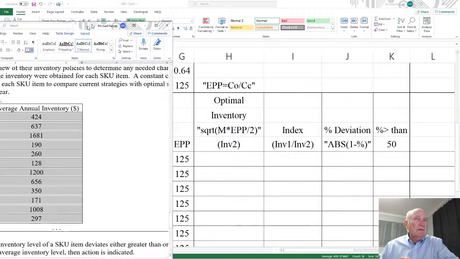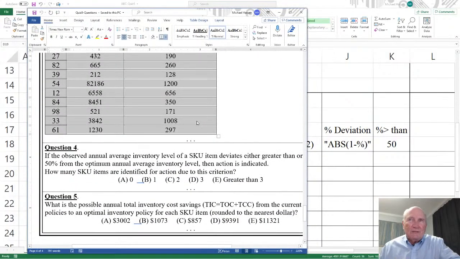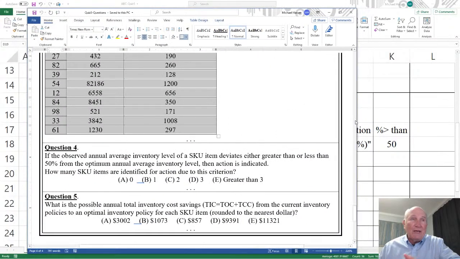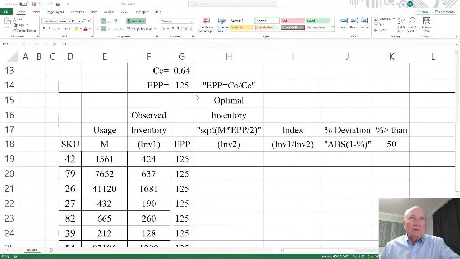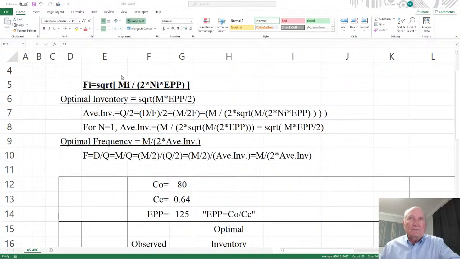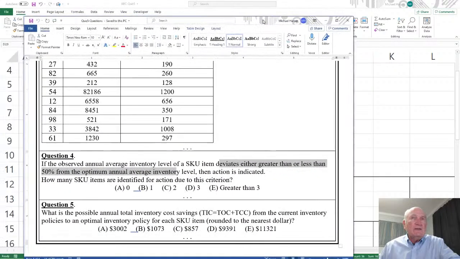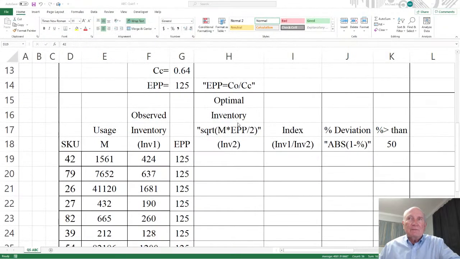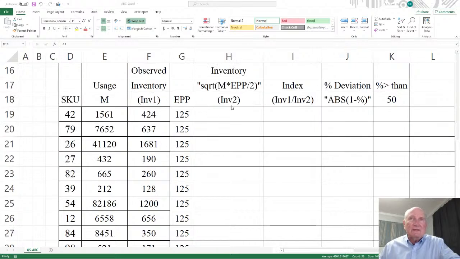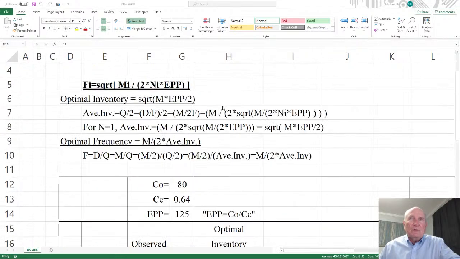So first, let's get the optimal inventory and take the index. Because remember, the question says, which is a very practical question to manage your inventory, if the observed annual inventory of a SKU deviates either greater than or less than 50% from the optimal average inventory level, and the optimal average inventory level is given by this right here, then action is indicated. So let's get the observed and the optimal. Here's the observed. Let's get the optimal inventory level.